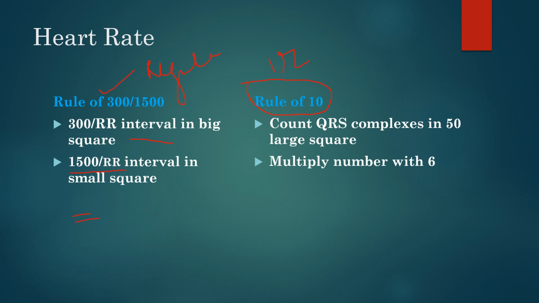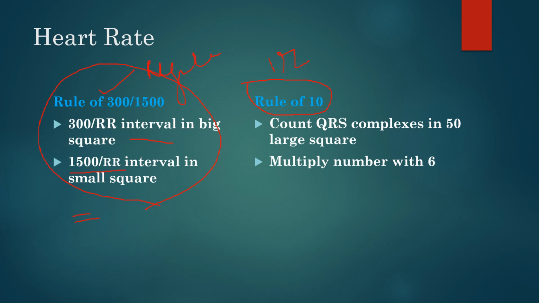But these two formulas are applicable only when the rhythm is regular, that is, each RR interval is equally distant, each RR interval is equal. While if the RR interval is not equal, somewhere it is only two large squares, somewhere it is four large squares, then it is an irregular rhythm.